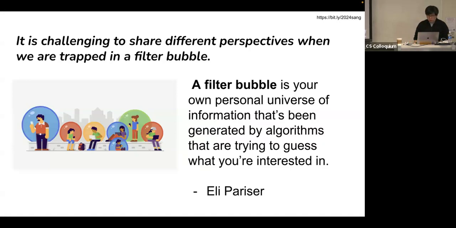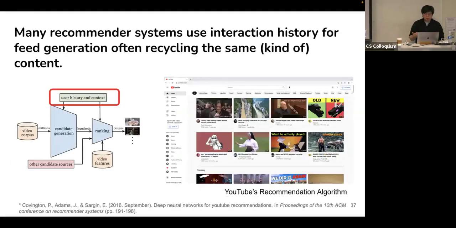Like Eli Pariser said, the filter bubble is your own personal universe of information that's been generated by algorithms that guess what you're interested in. If you open up Twitter or YouTube or news media, the content on the feed is highly curated by the platform. What's behind the algorithm is interaction history. If you watch a particular video from one channel, it is likely that another video from that channel is recommended, like on the landing page of YouTube where you see recommended videos.